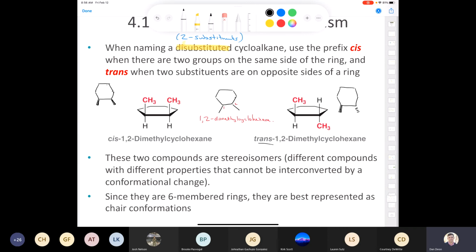When they're on opposite faces, we call that trans. So the opposite of cis is trans, and again, you prefix that. All right. Now, it says here at the bottom that these two compounds are stereoisomers. What's a stereoisomer? They differ not in their connectivity, but in the arrangement of the atoms in space, right?